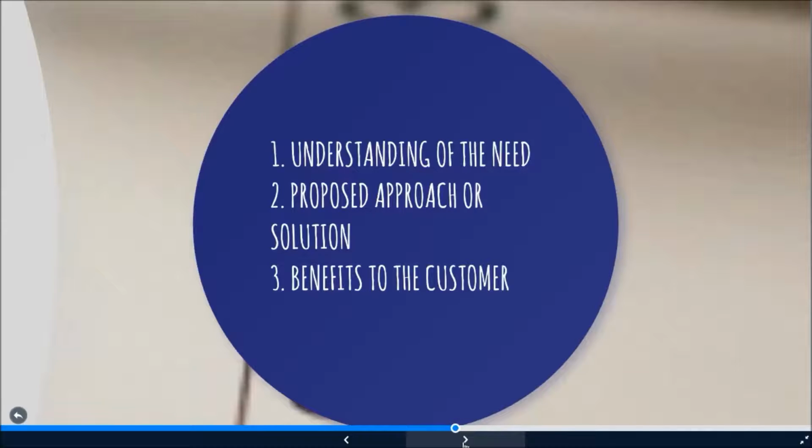The first one is understanding of the need. So the contractor should state its understanding of the customer's problem or need in its own words. The second one is the proposed approach or solution. Some needs lend themselves to a specific proposed solution, for example, an RFP to reconfigure a large office to accommodate 10% more people. Other problems, however, do not.